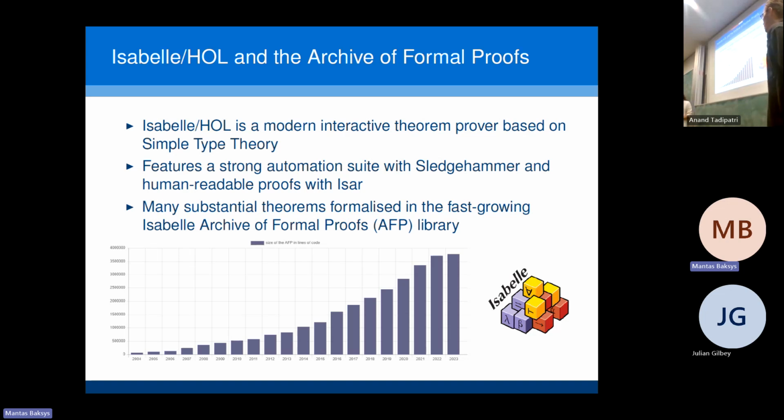This is something that I think Isabelle still has an advantage in over the other modern interactive theorem provers. Also, many substantial theorems, as compared to mathlib, are formalized in the Archive of Formal Proofs. And here's the growth chart of the Archive of Formal Proofs up to 2023. So it's been steadily growing, in a comparative vein to mathlib. And just remember, strong automation is going to be important for the rest of it.